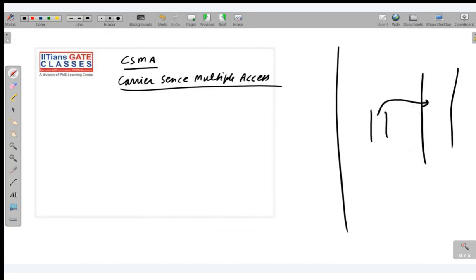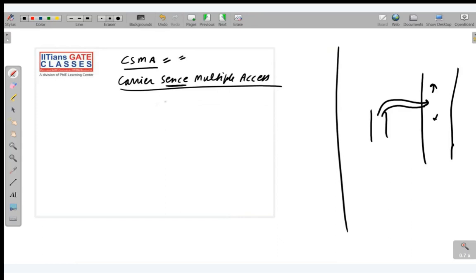So what is your obvious thing? You will look left and right, and only if no car is coming will you put your car onto the highway. That means you are sensing the highway, and after sensing it you put your car on it. That is the basic scenario. Carrier sense multiple access means a station will sense the carrier or the channel. If it finds the channel busy, it will not send the data. If it finds the channel idle, then it will send the data. That is the basic meaning of CSMA.